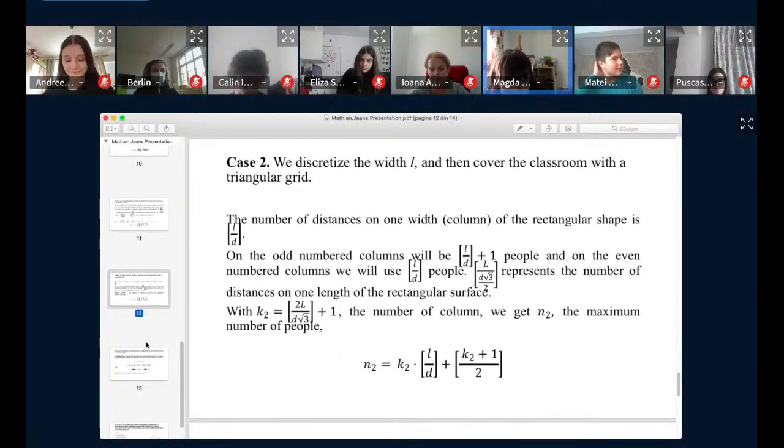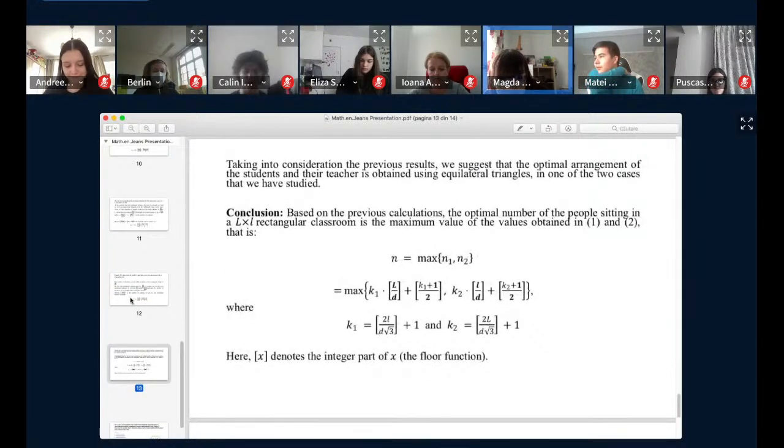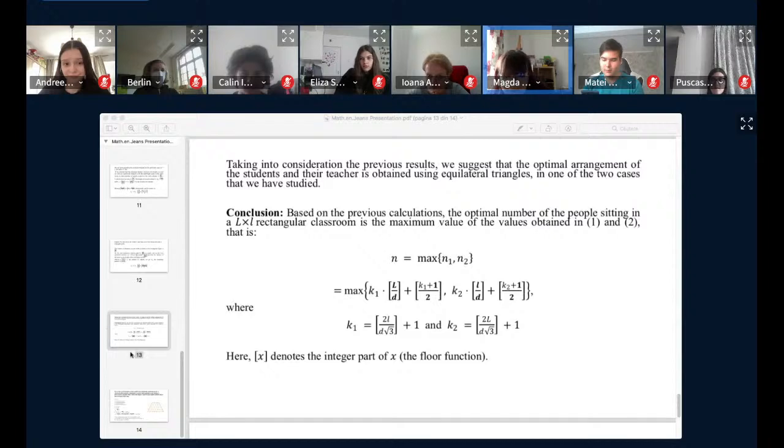In conclusion, based on the previous calculation, the optimal number of people sitting in a big L times small l rectangular classroom is the maximum value of N1 and N2 previously obtained. Now my classmate Colleen will continue.